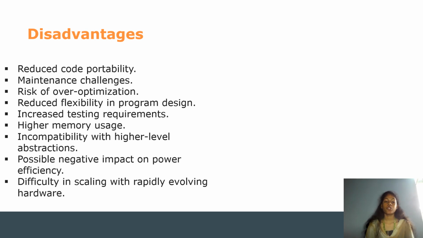Disadvantages: reduced code portability, maintenance challenges, risk of over-optimization, reduced flexibility in program design, increased testing requirements, higher memory usage, incompatibility with higher-level abstractions, possible negative impact on power efficiency, difficulty in scaling with rapidly evolving hardware.